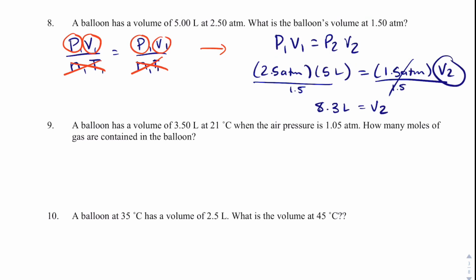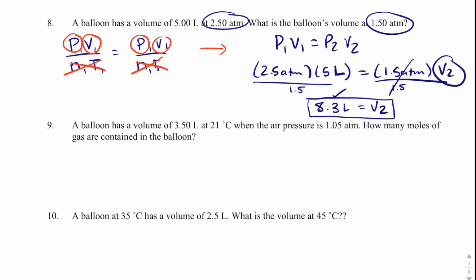I knew V2 was in liters because V1 was in liters. So if they gave you milliliters, then V2 would be milliliters. This makes sense to me because if I let a balloon expand, that will allow its pressure to decrease. We saw a decrease in pressure, and if the balloon's expanding, then the volume should increase.